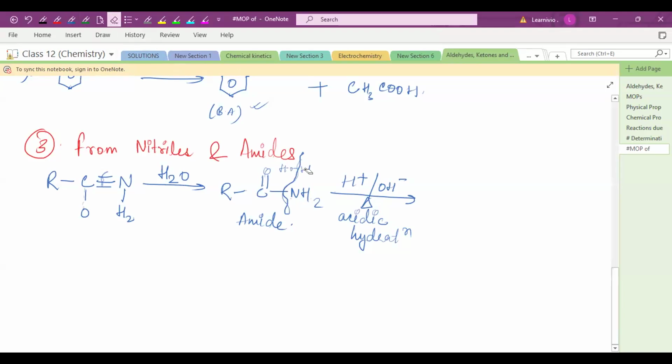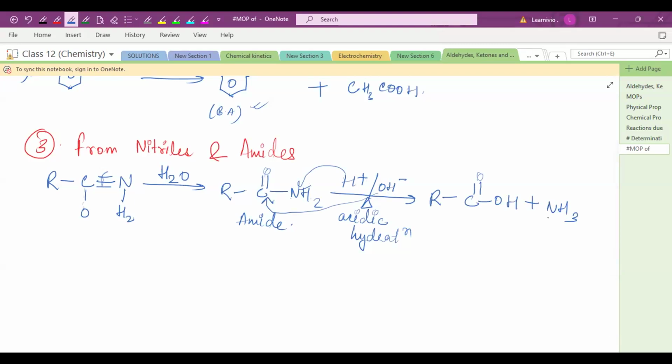So basically you are doing the acidic hydration, so you will get H plus and OH minus. H plus will get attached to the nitrogen and OH minus will get attached to this carbon. So it will form RCOOH, carboxylic acid, plus ammonia, NH3. So that is the mechanism for the method of preparation of carboxylic acid from nitrile and amide.